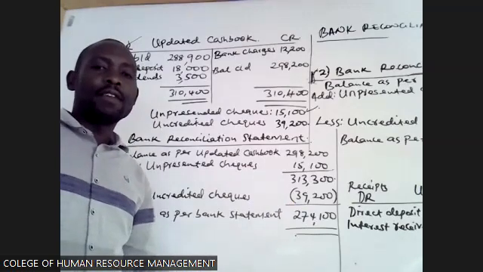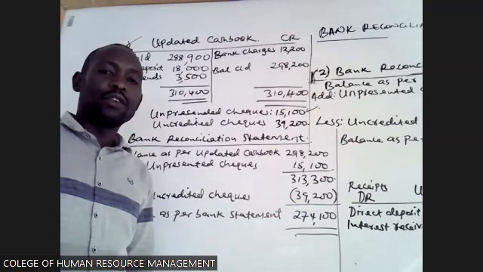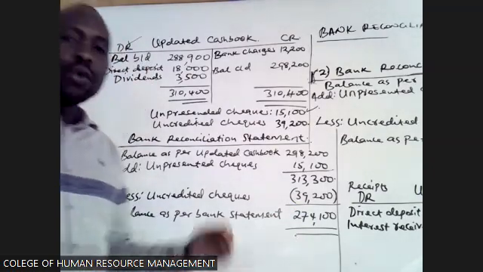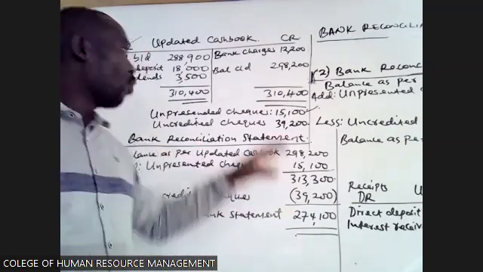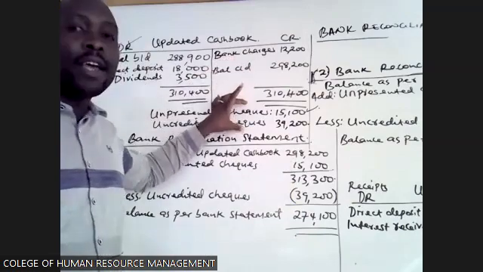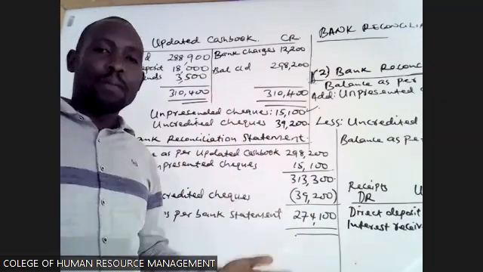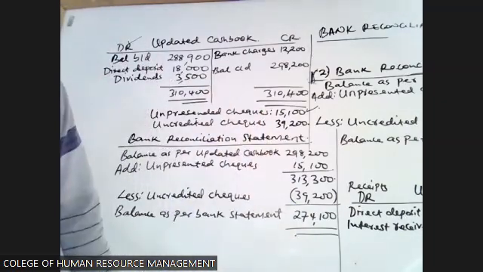274,100. If that figure is the same as what you have here, then you have comfortably done the reconciliation perfectly. That is the end. So when you are given the extract, you only need to know how to update and how to get there: unpresented and uncredited. The format remains the same. How you update, get there: unpresented and uncredited.